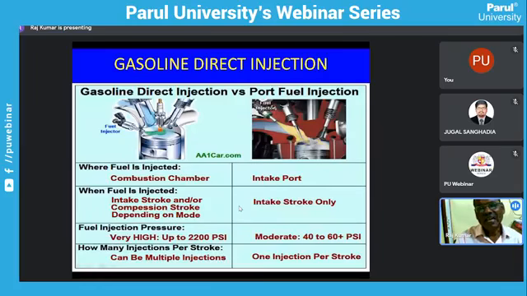We can, at a glance, compare direct injection and port injection. Here the injection is taking place before the combustion chamber. Here the injection of diesel is taking place inside the combustion chamber.